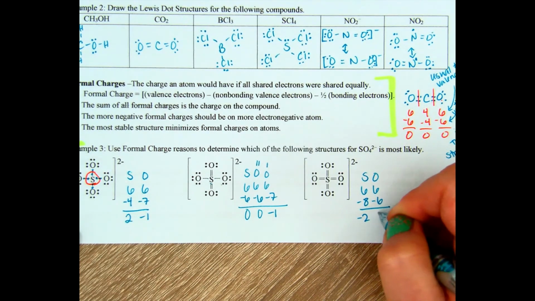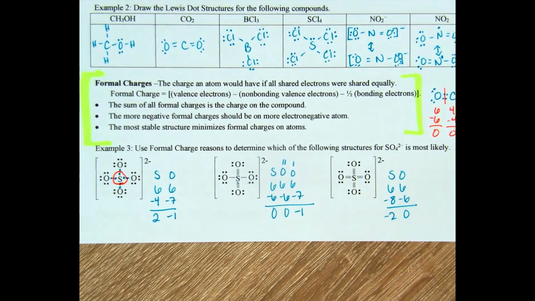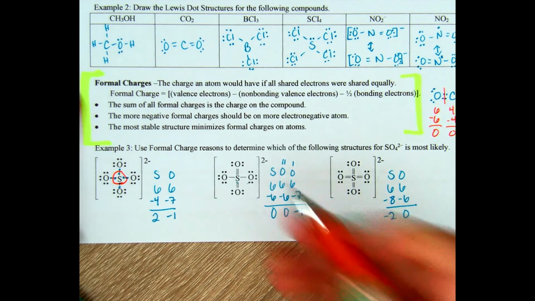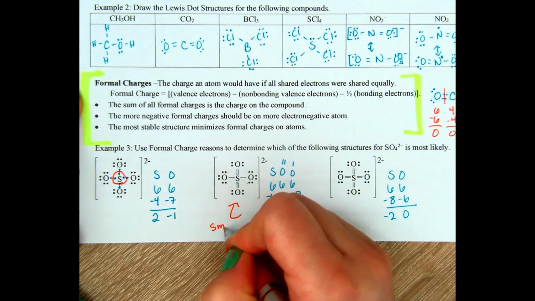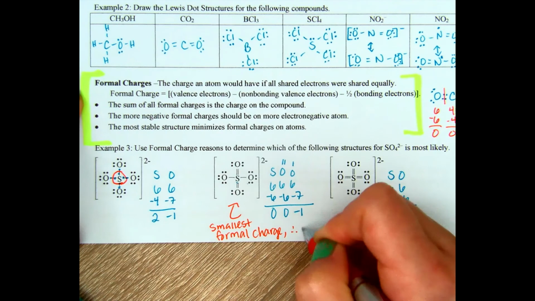Okay, so sulfur is negative 2 and oxygen is 0. So right now, even if you didn't get these numbers, I'd like you to pause and try to figure out which one of these structures is the most likely to be the real or the most stable structure, and why. And then come back and check your work. All right, if you said this one is the most likely, you are correct, because this has the smallest formal charge on each of the atoms. So this one, smallest formal charge, therefore, most likely.